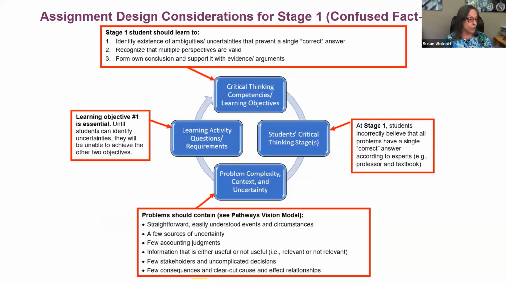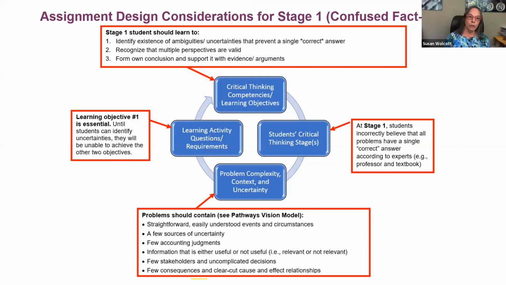So before I turn the speaker over to Deanna, let me just briefly outline. If you have students at stage 1, this slide summarizes overall what we would like our students to be able to do. At the top, these are the learning objectives. Remember, the students at stage 1 believe that there's a single correct answer to everything. And that's because they actually don't understand that ambiguities and uncertainties prevent single correct answers to many, many questions and many problems in the business world. And so that's the number one learning objective for students at stage one. They need to understand that the world's messy.